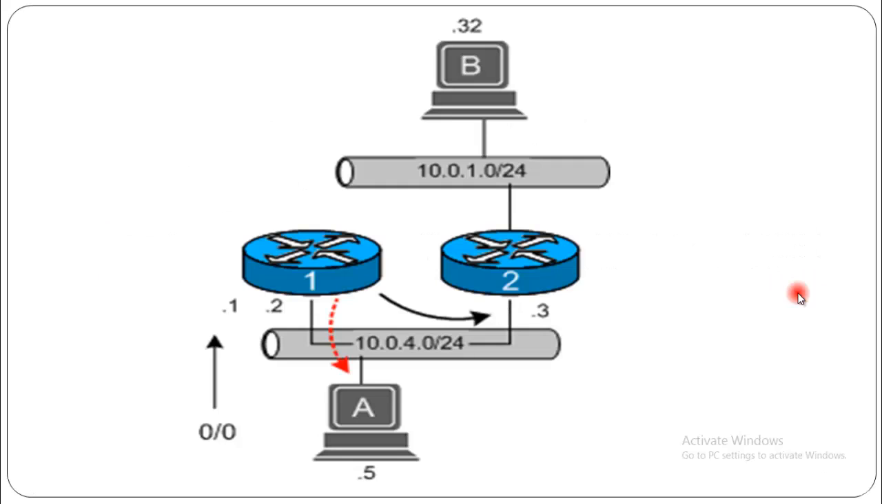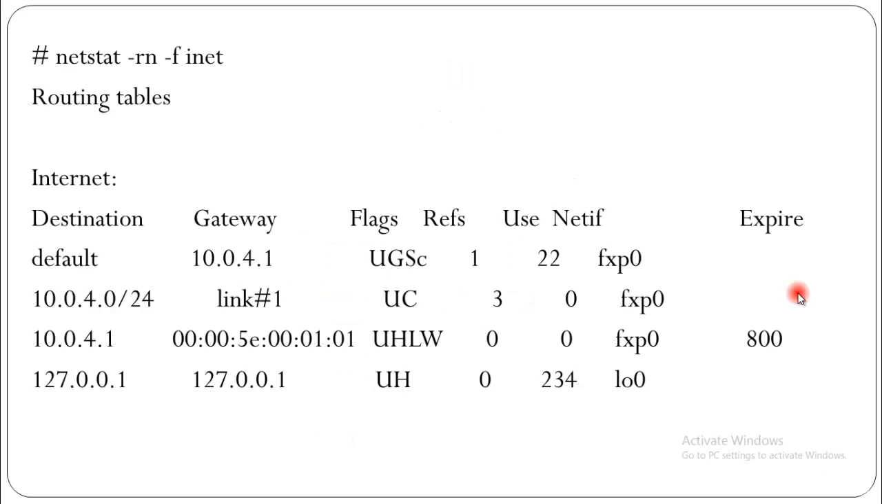So just consider the following scenario over here. Once again, host A would like to send a packet to B. The routing table on host A consists of only one default gateway and no other static rules. And this is the routing table output from host A, which is a FreeBSD 4.6 system.